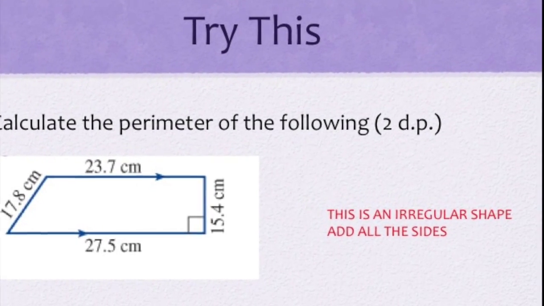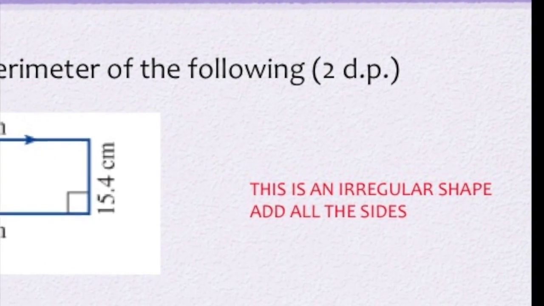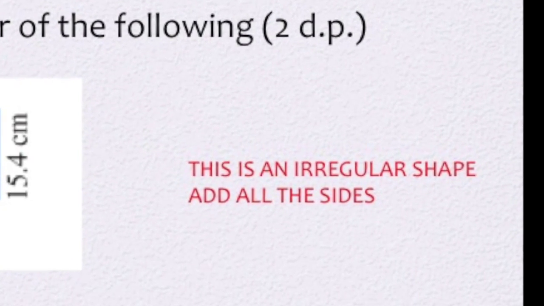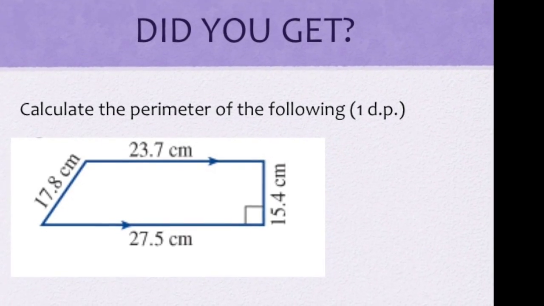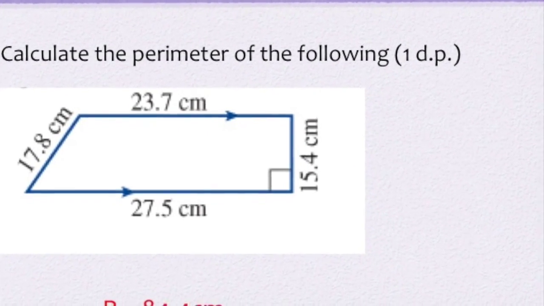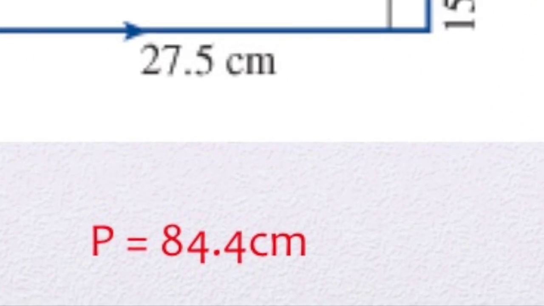At this stage, you should have identified that this is an irregular shape. So please remember, all you need to do is add all the sides together. Pause the video now and attempt this question. The answer that you should have gotten is perimeter is equal to 84.4 centimeters.